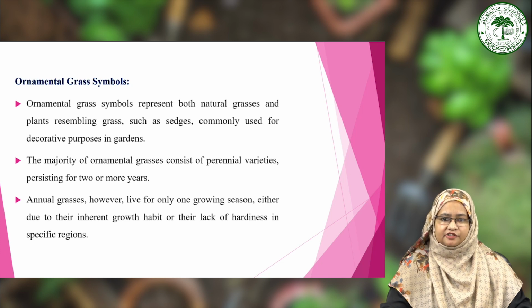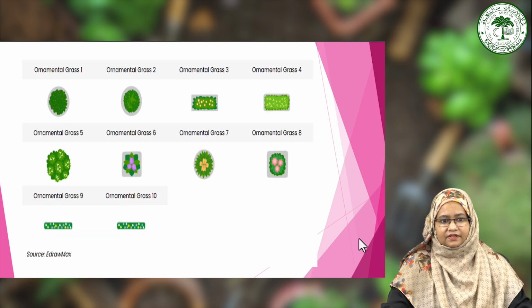Ornamental grass symbols represent both natural grasses and plants resembling grass like sedges, serving similar aesthetic purposes in gardens. The majority of ornamental grasses are perennial, persisting for 2 or more years. In contrast, annual grasses last only one growing season, either exhibiting a specific growth habit or not being hardy in a given area. These are the symbols of ornamental grasses which can be used for the landscape design.